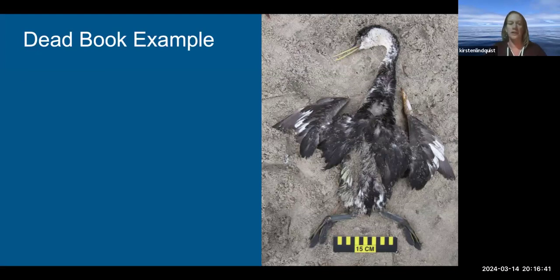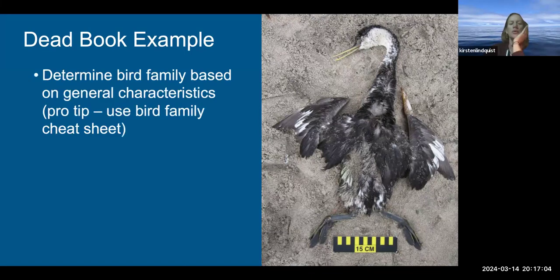All right, we're going to go through an example and then we'll practice more on Saturday. So we have a dead bird. We have our photo scale here. We're looking at the dorsal view, the top view of this bird. And I'm going to try and figure out what this is. First thing I want to do is look at the general characteristics of the bird to try and figure out what bird family this is before really digging into the dead bird book.